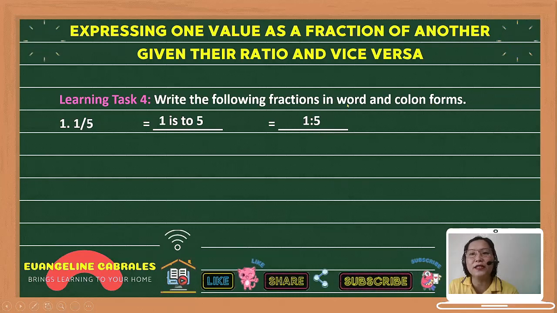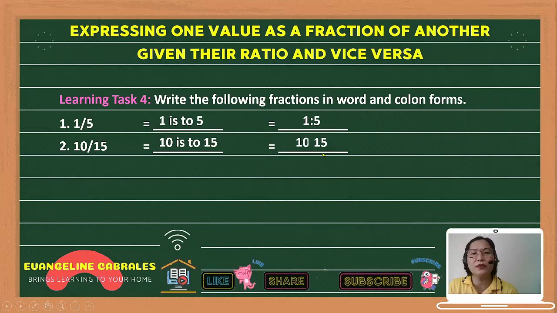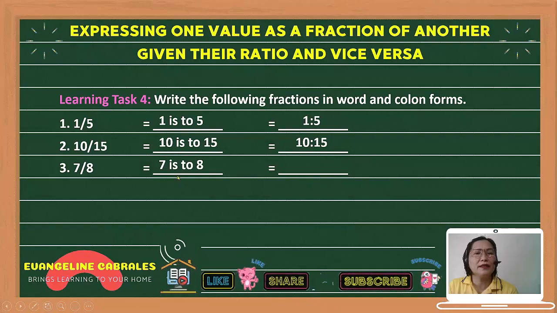Sundin yung nakalagay sa direction. Inuna yung word kasi nauna dito yung word. Then, kasunod ay colon, kaya ito yung colon. Then, 10 is to 15, that's the word form. This is the colon form. And then, 7 is to 8, this is the colon form. Okay? So, that's how to write fractions in word and colon forms.